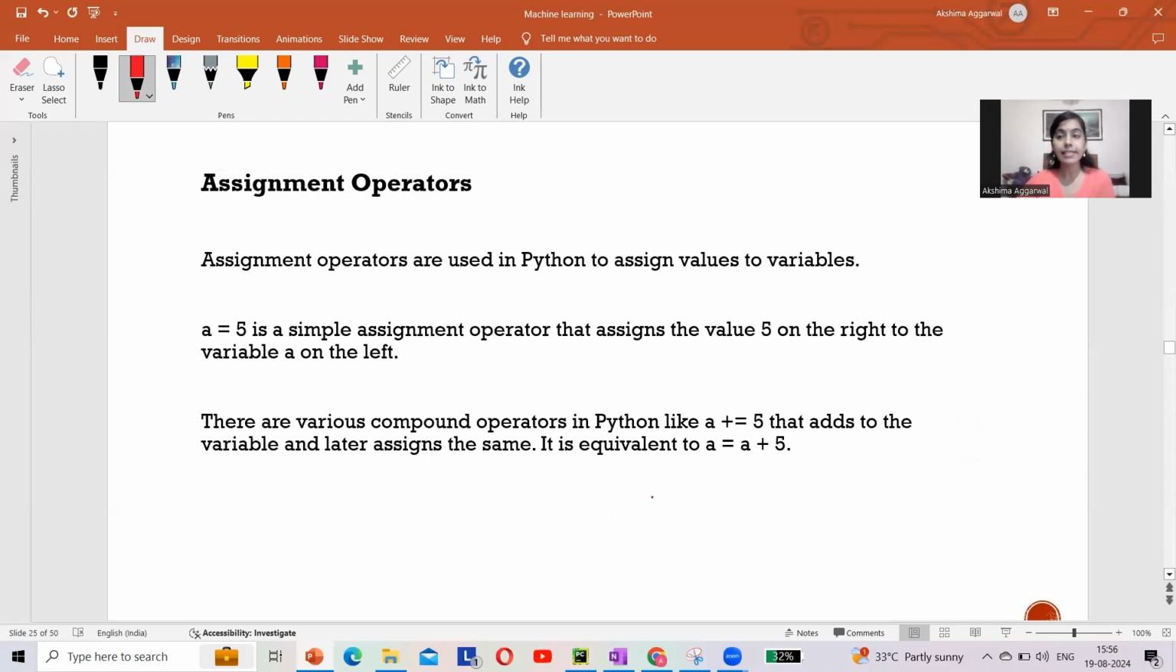Now next is the assignment operator. The assignment operator is simple: we are assigning a value to a variable. Suppose A is a variable and we are assigning 5 to the variable. That is the simple assignment operator. Now we have the compound operators, or shorthand assignment operators. A plus equal to 5 means A equal to A plus 5.